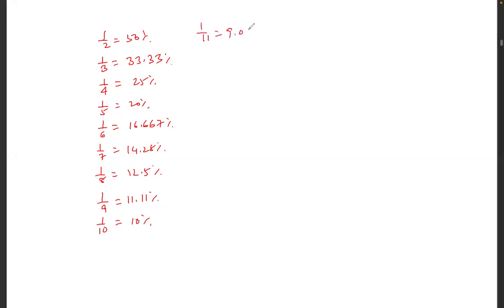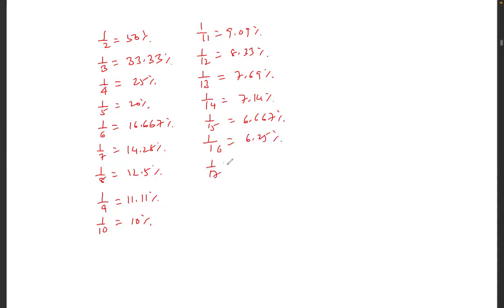Okay. Now, 1 by 11 is equal to 9.09%. 1 by 12 is equal to 8.33%. 1 by 13 is equal to 7.69%. 1 by 14 is equal to 7.14%. 1 by 15 is equal to 6.667%. 1 by 16 is equal to 6.25%. 1 by 17 is equal to 5.88%. 1 by 18 is equal to 5.55%. 1 by 19 is equal to 5.26%. And finally, 1 by 20 is equal to 5%.